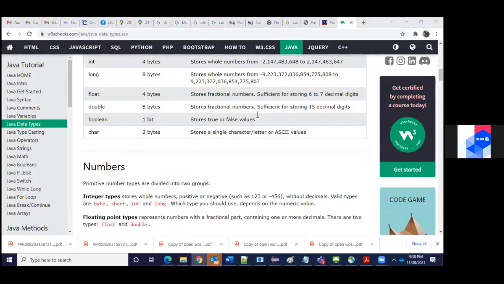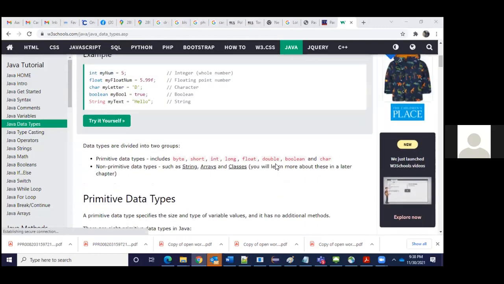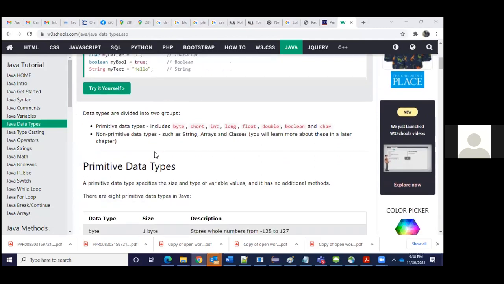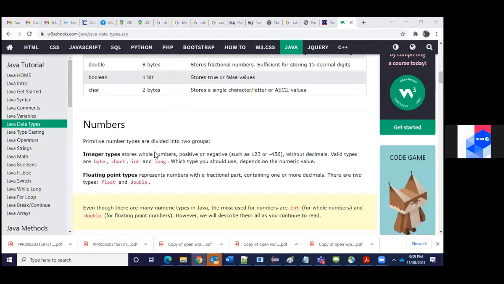Lavanya, what is the difference between a double and a float? Float stores decimal digits. Double stores decimal digits up to 15. Float size is 4 bytes and double size is 8 bytes. Okay.